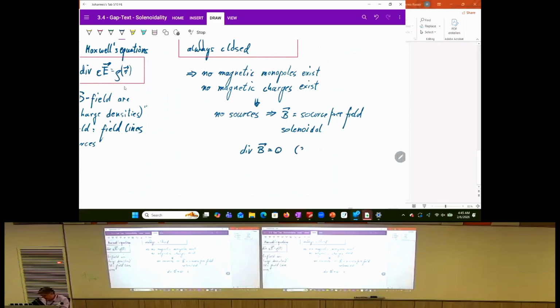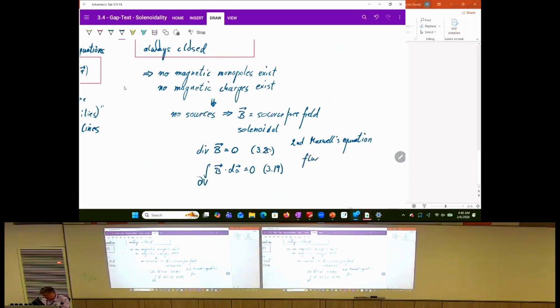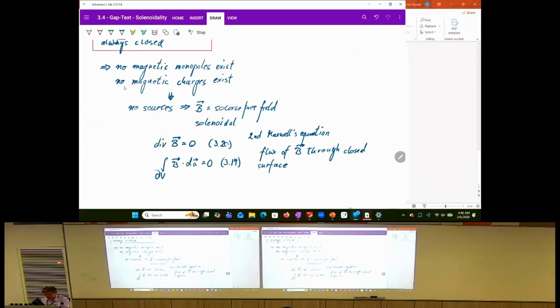This is equation 320. Or if you write it in integral form, you get the closed surface integral over the control volume, and you integrate the magnetic flux, the B field, and it will become 0. That is equation 319. And these are basically the second of Maxwell's equations, which states that the flux of the B field through a closed surface of a control volume is always vanishing.